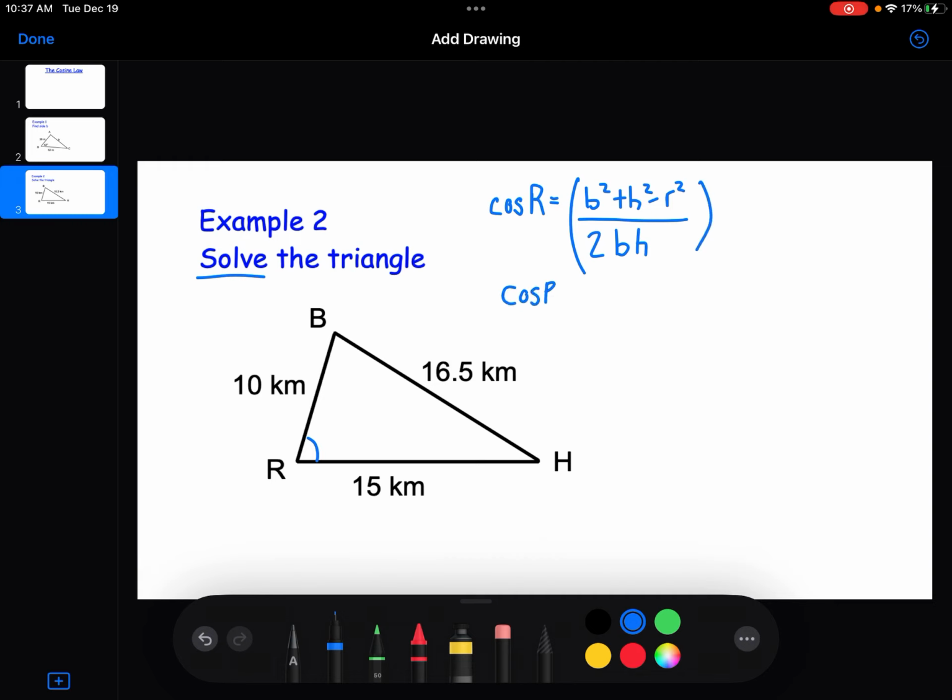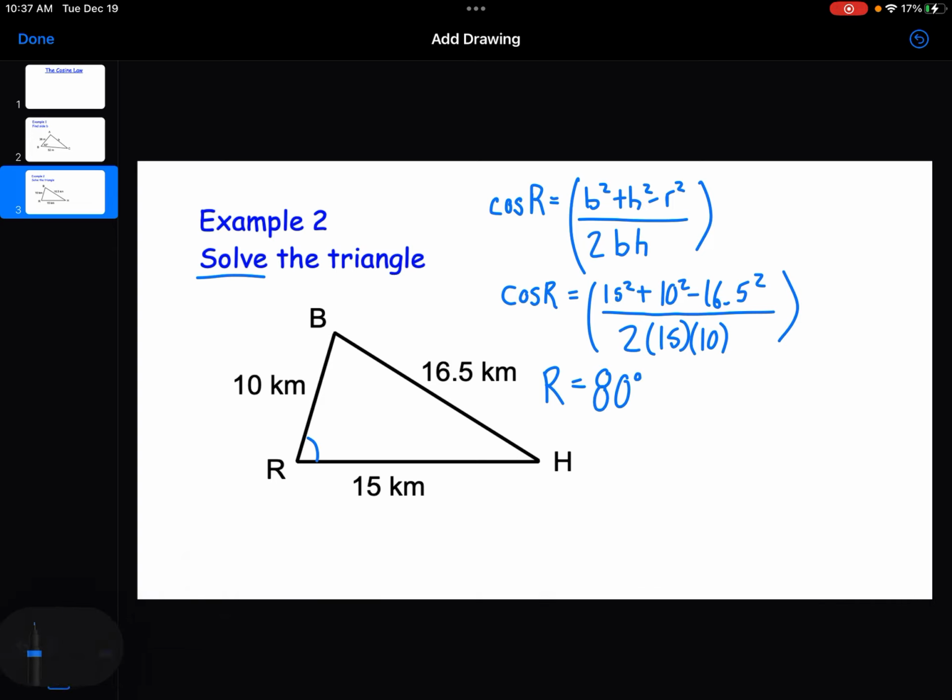Well, that's going to be cos R is equal to 15 squared plus 10 squared minus 16.5 squared, all divided by 2 times 15 times 10. Now, when you get your cos inverse of all of that value, you're going to end up finding that R is equal to, it's 79.8, I believe, but it should be around 80 degrees.